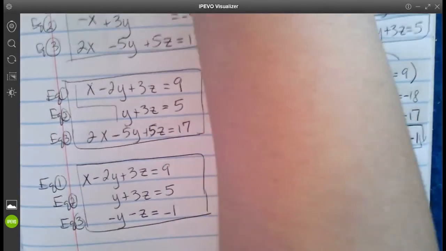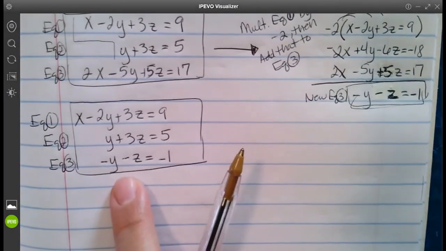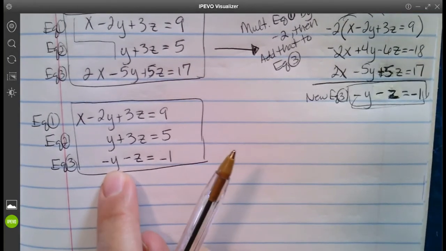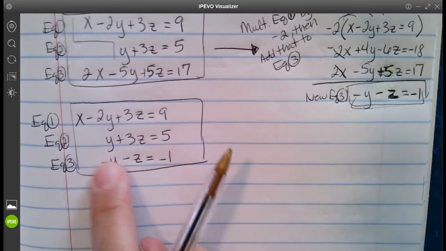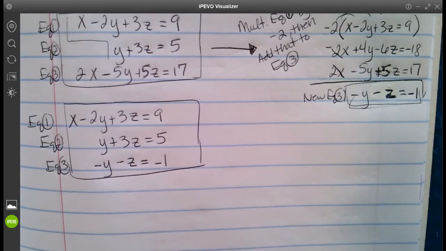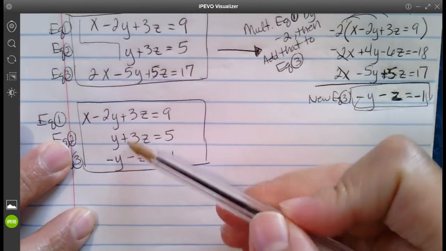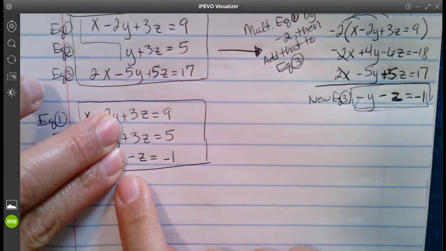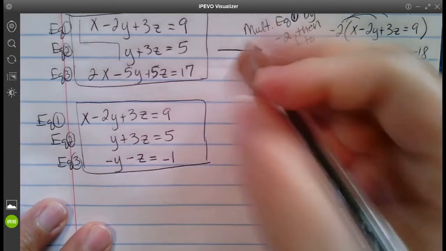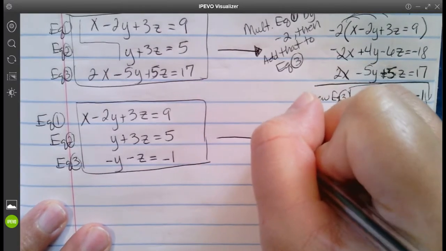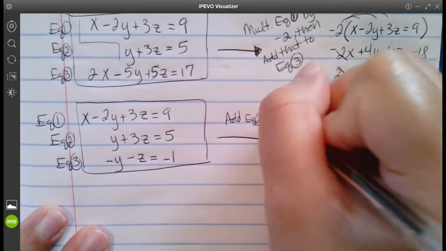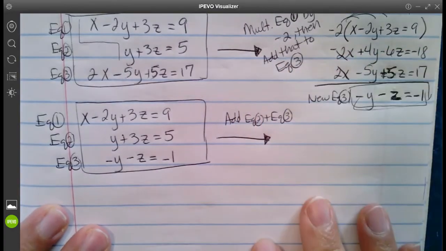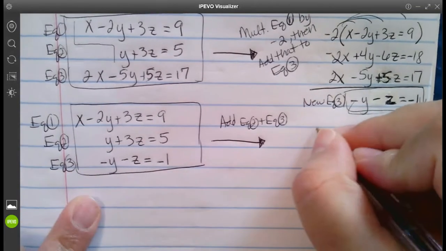Okay, and you can see that we're almost there. We just have to fix this one now because I have to get rid of this guy, the negative y, and then I have to make that positive. So let's see how we're going to do that. If I put these two together, I'll get a 0 that way, right? And I'll be left with z. So let's do this. For our next row operation, we're going to add equation 2 and equation 3.